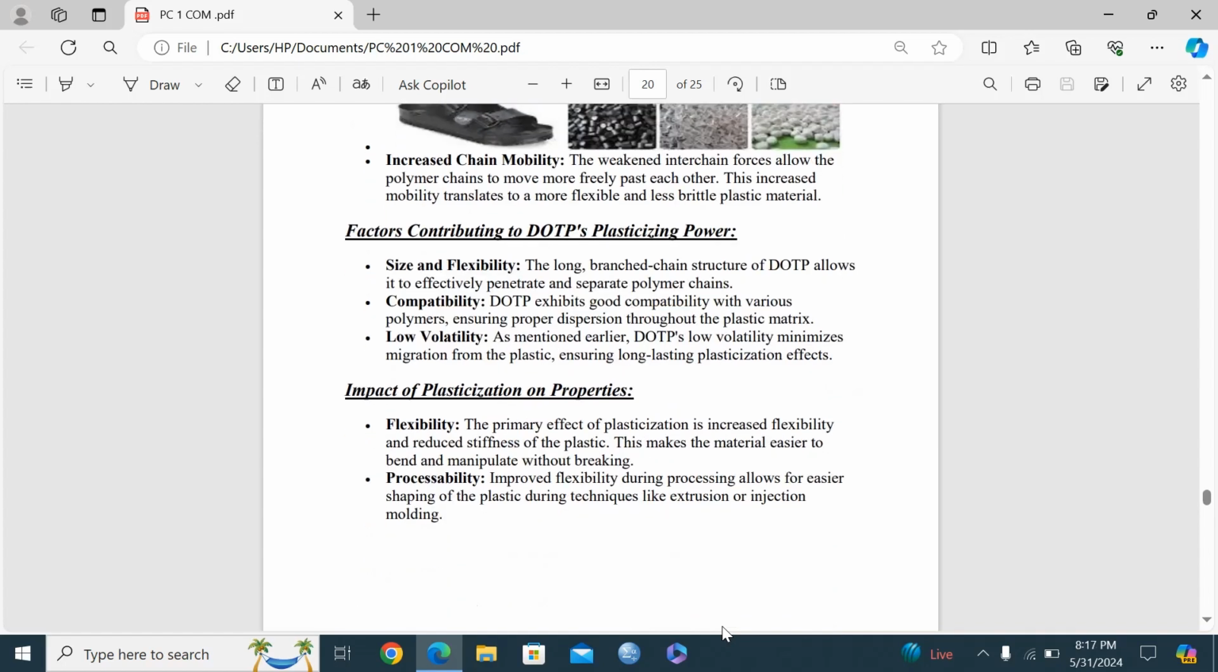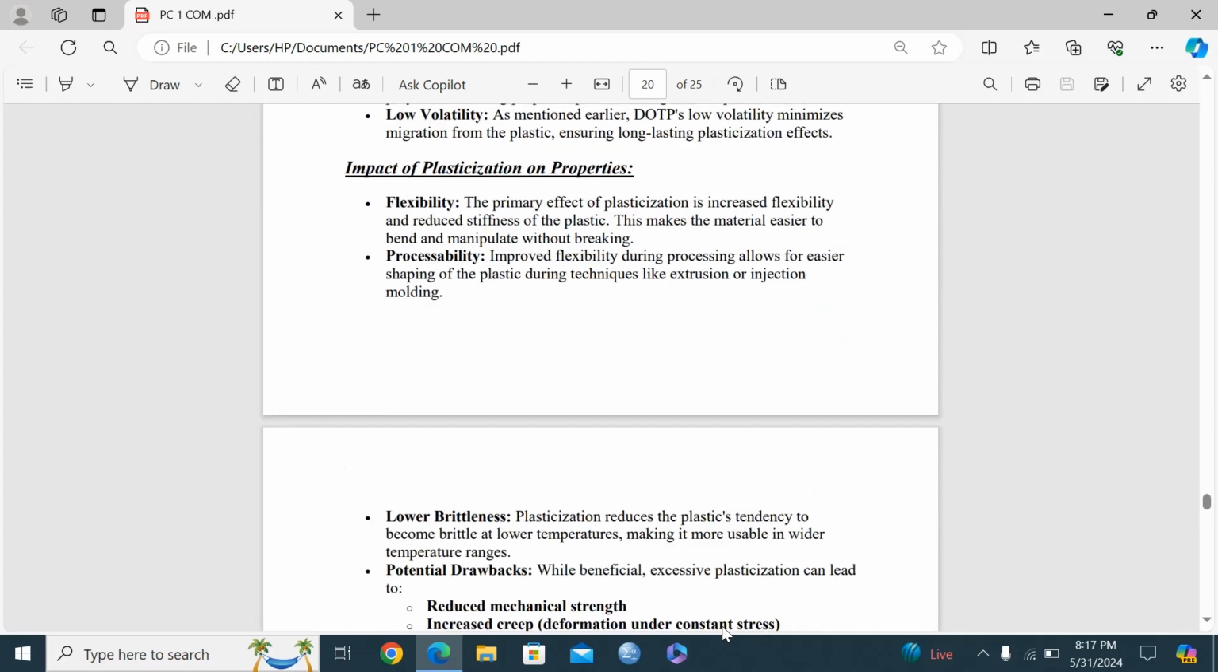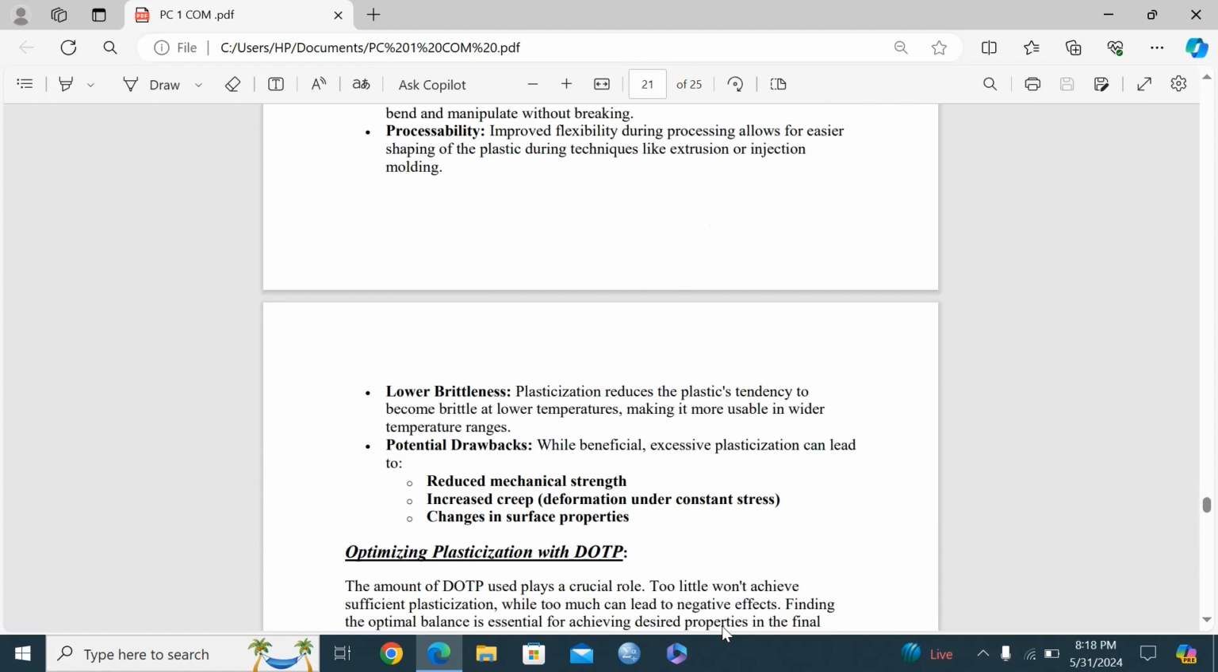This increased mobility translates to a more flexible and less brittle plastic material. Size and flexibility: the long branched-chain structure of DOTP allows it to effectively penetrate and separate chains. Low volatility: as mentioned earlier, DOTP's low volatility minimizes migration from the plastic, ensuring a long-lasting plasticization effect. Impact of plasticization on properties. Flexibility: the primary effect of plasticization is increased flexibility and reduced stiffness of plastic. Processability: improved flexibility during processing allows for easier shaping of plastic during techniques like extrusion or injection molding.